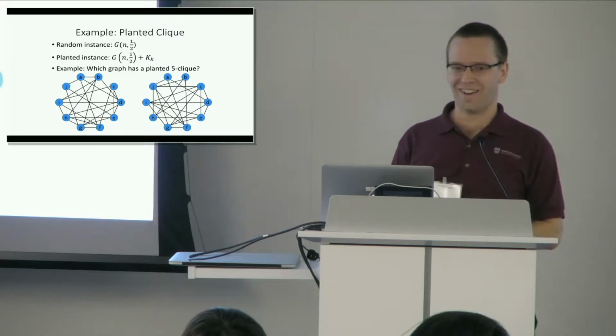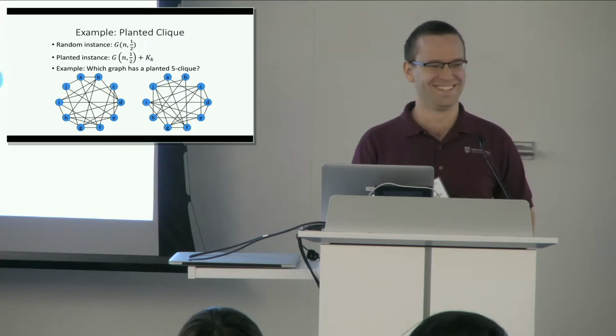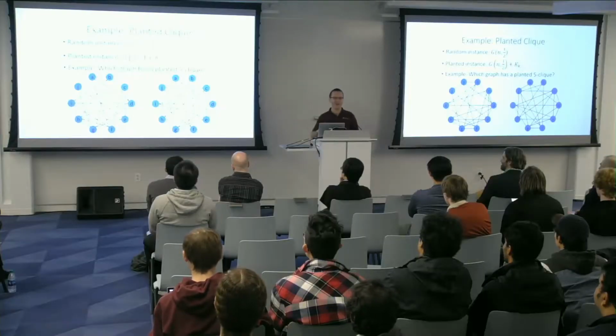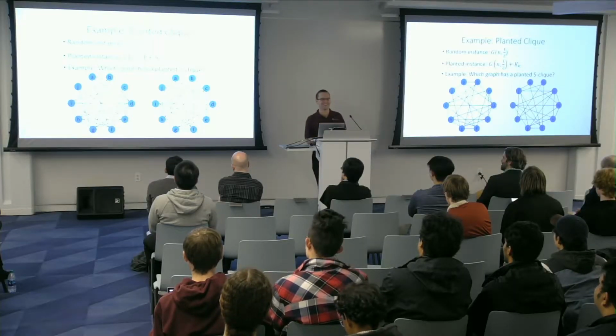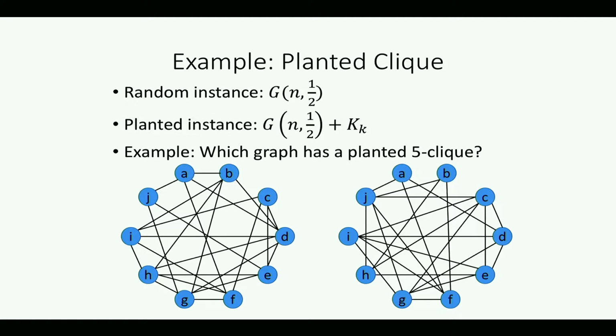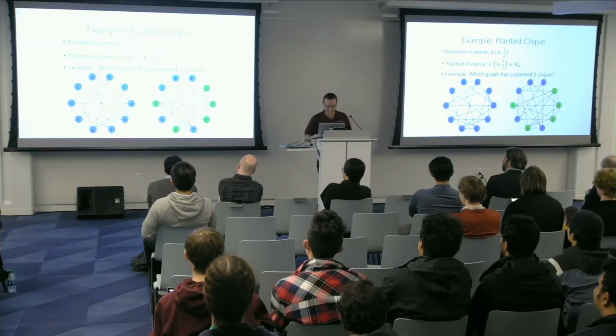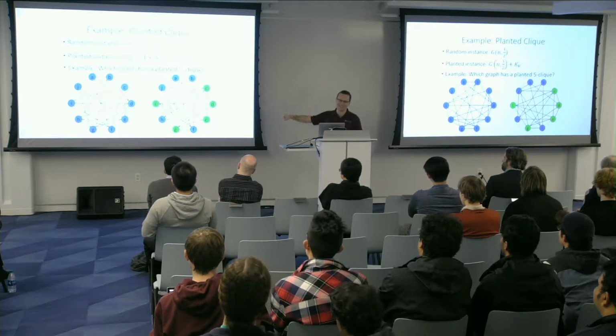Any guesses on which one? It is indeed the one on the right. And why did you guess that? Actually, that's an optical illusion. The graph on the left has more edges. They're just on the outside and look small. But yes, the graph on the right does have the planted clique here.